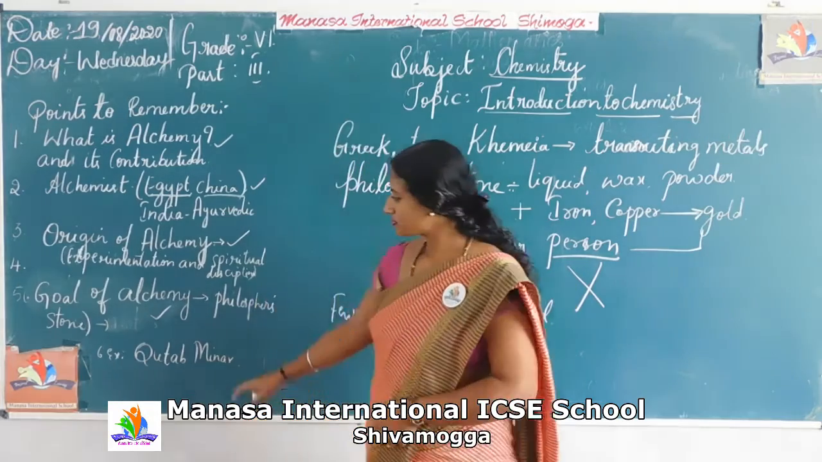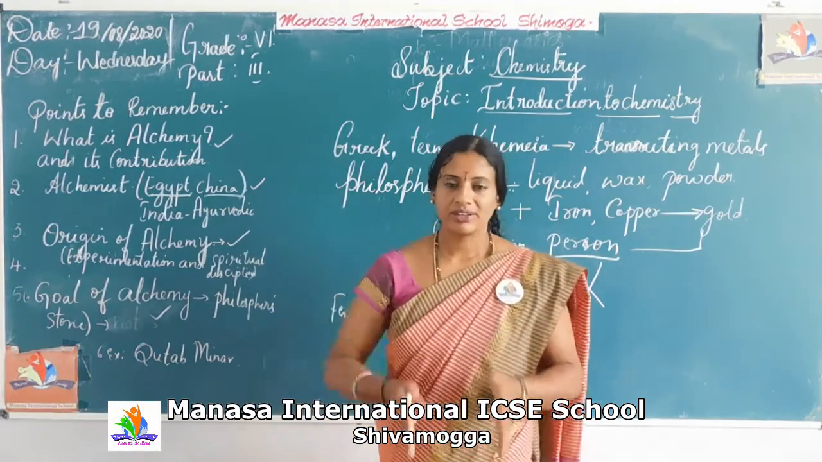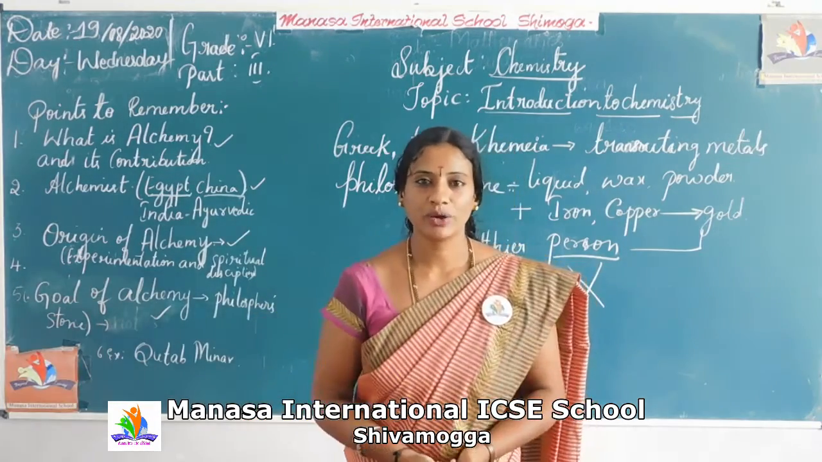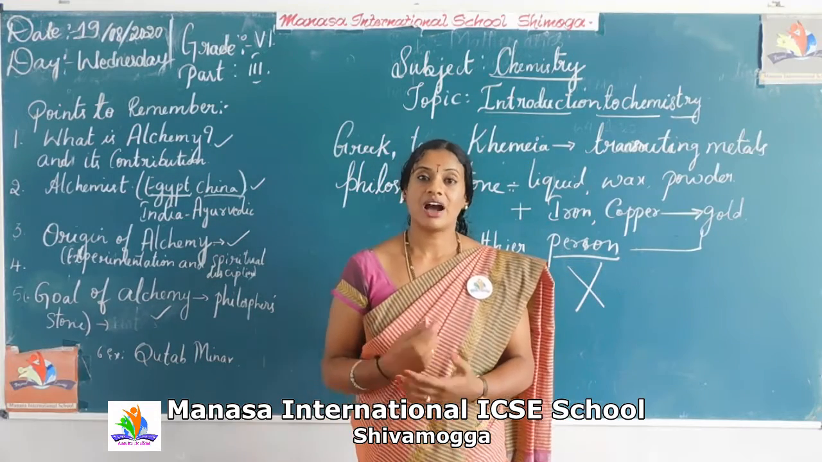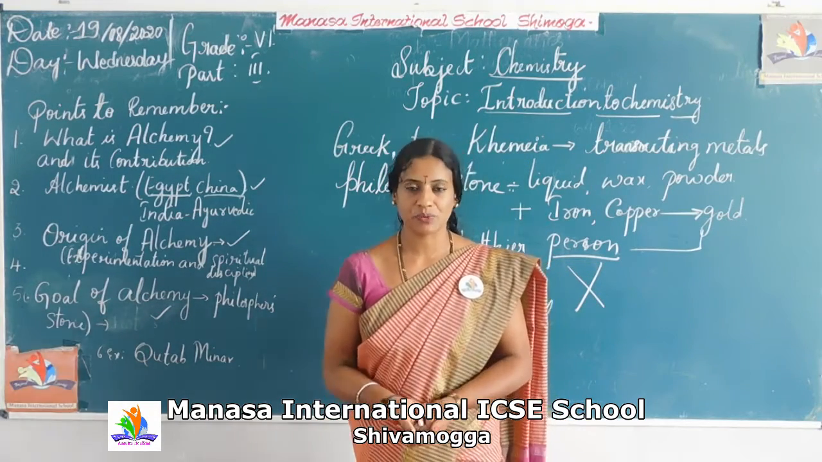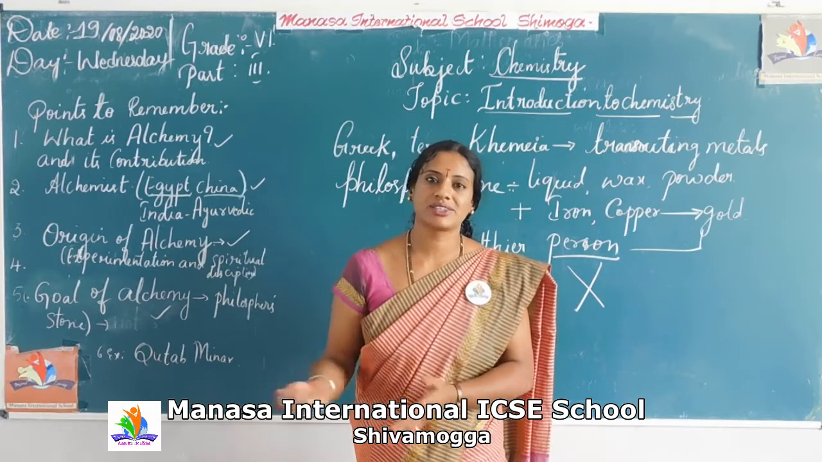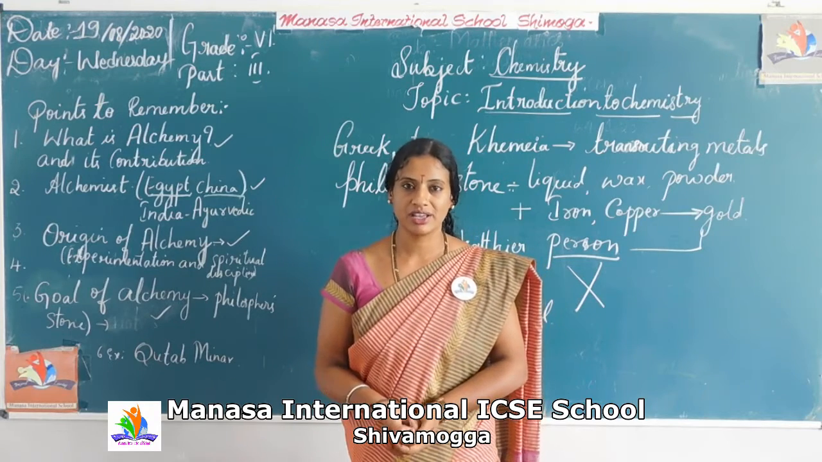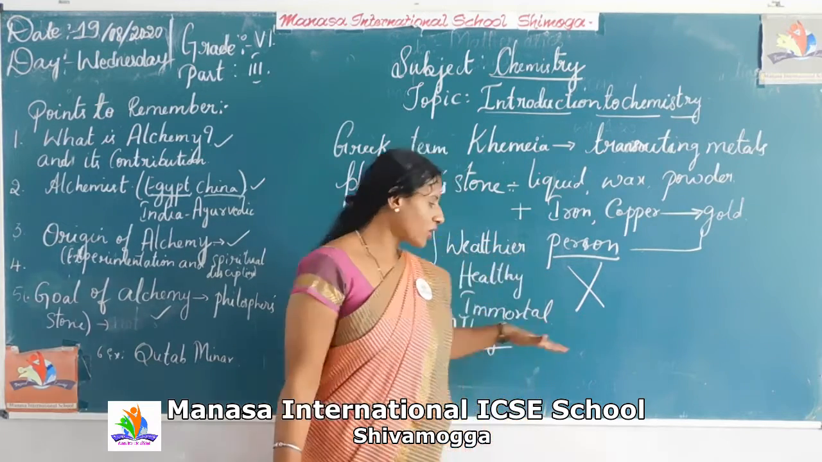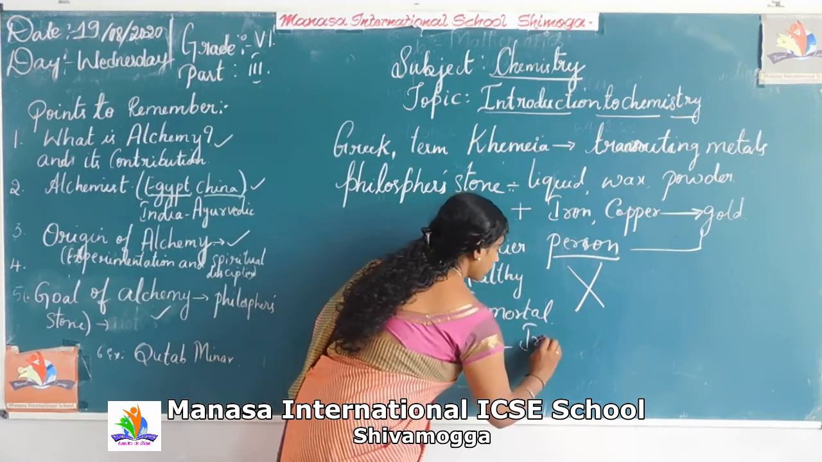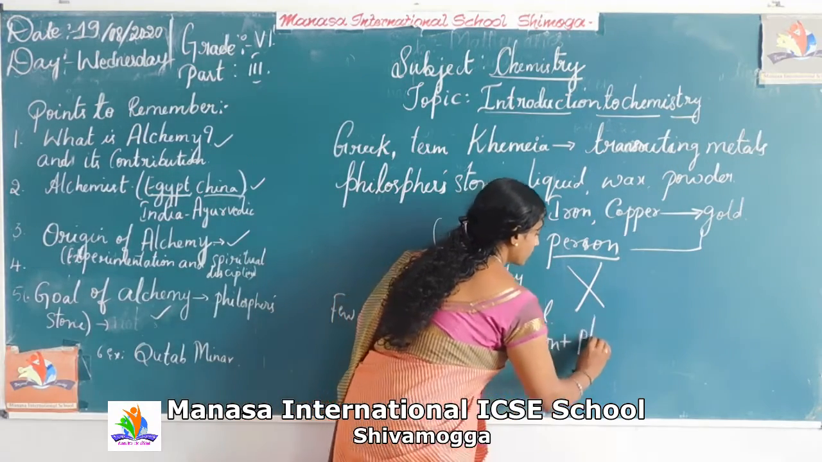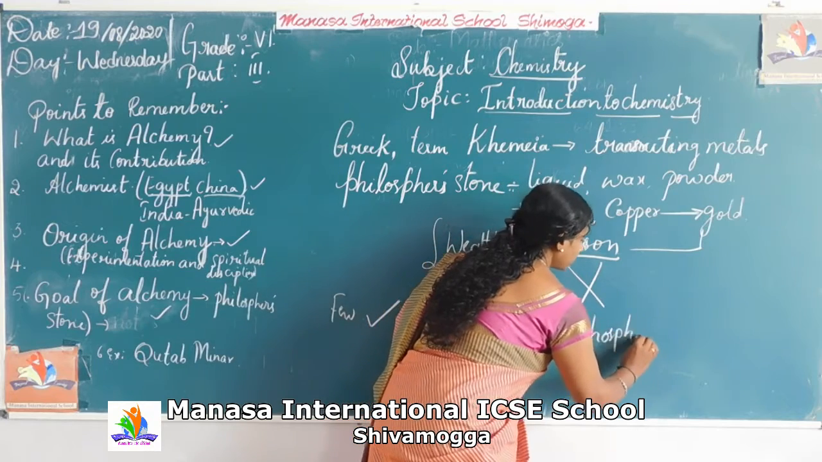For example, there is a pillar, the iron pillar near Qutub Minar, which is 7 meters high. Okay, it has iron resistance, that is rust resistance. It will not get corroded or rusted. Why? Because this methodology was used. They mixed iron with phosphorus.